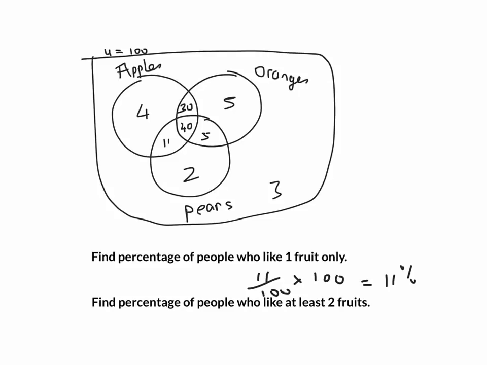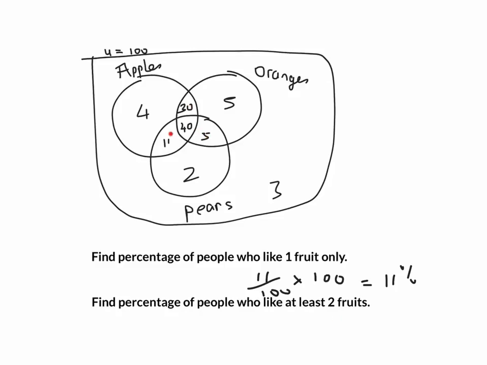So the next question: find the percentage of people who like at least 2 fruits. That's a little bit more subtle, that question, right? So the people who like at least 2 fruits, you might think it's just these guys, the 11, the 5 and 30, but actually the 40, even though they like 3 fruits, they at least like 2 fruits. That would be true. So we would have to include all of these, because we could say the statement that they like at least 2 fruits is true for all of these.